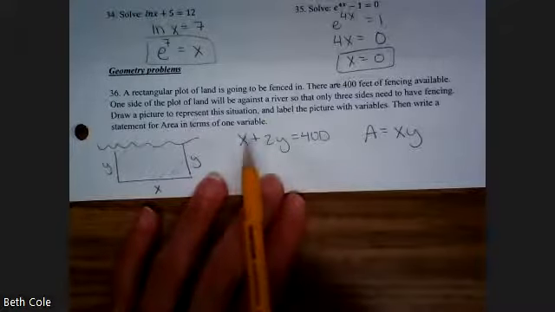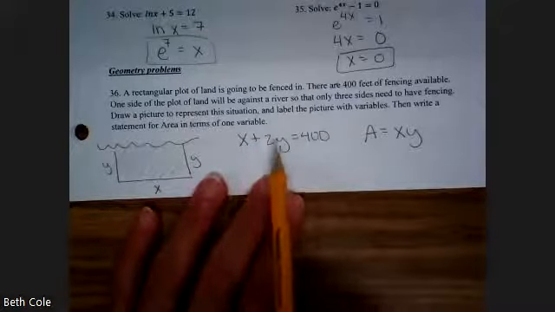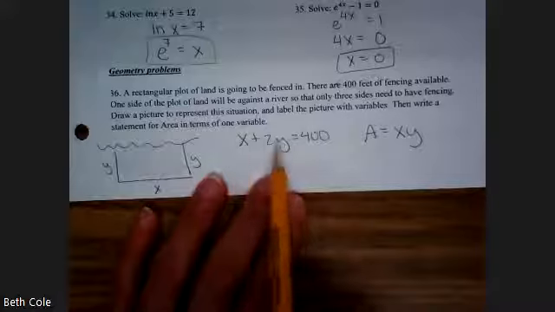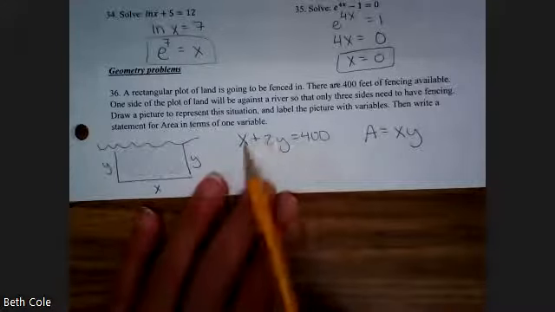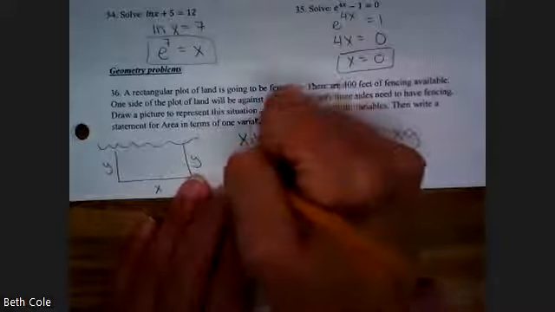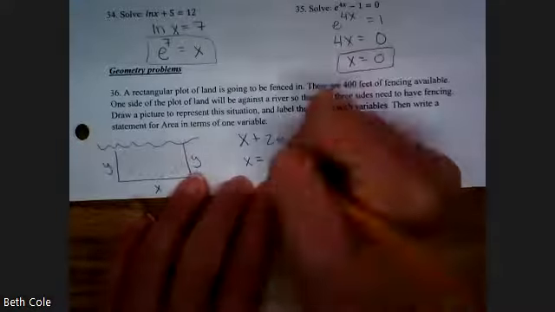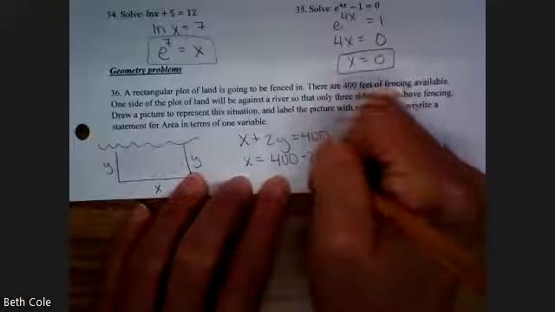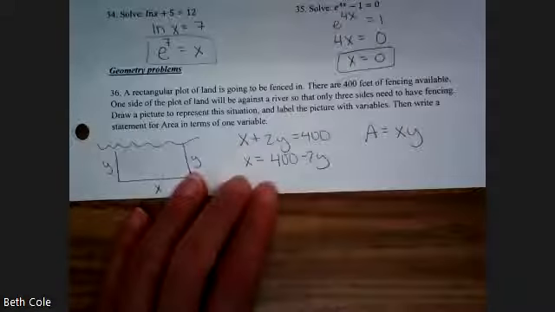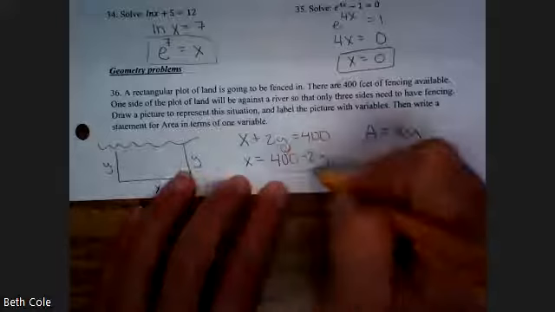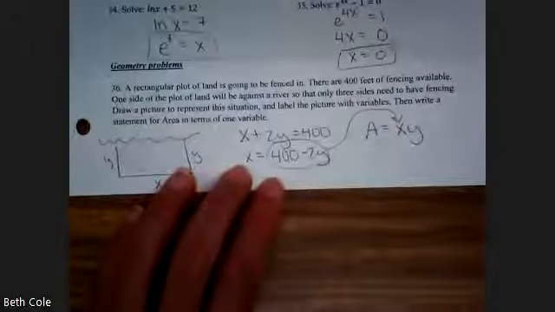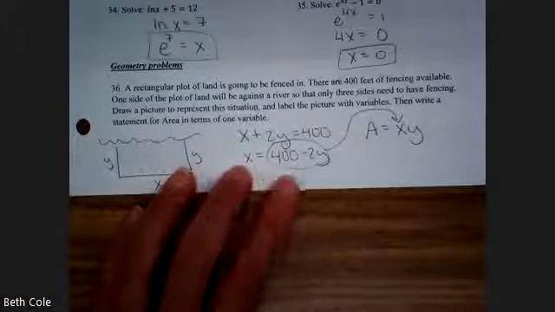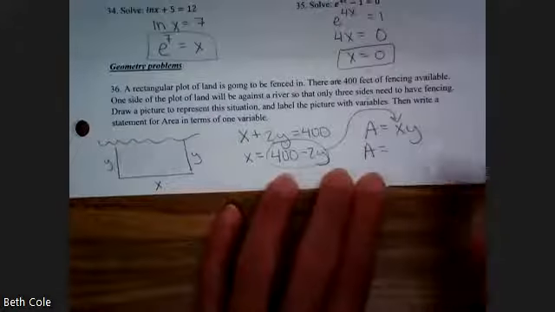Which variable would be easier to solve for here? Which one's easier to get by itself? X, good. So how would you get x by itself? Subtract over the 2y. So it's 400 minus 2y. And what you do is you take that and you substitute it in for x. You're substituting in for one of the variables, so it'll just be one variable. So we get area equals.